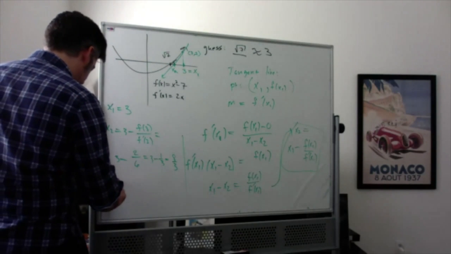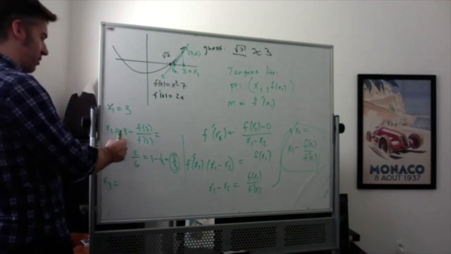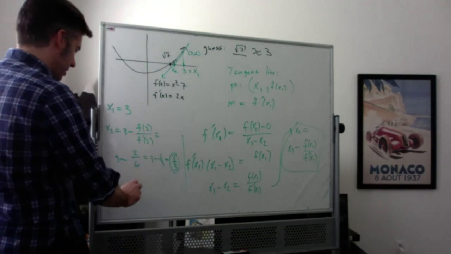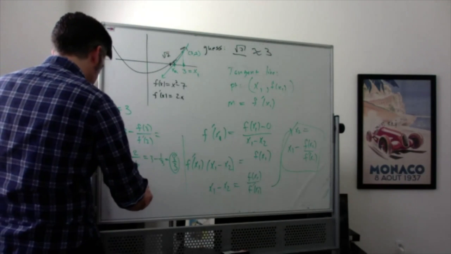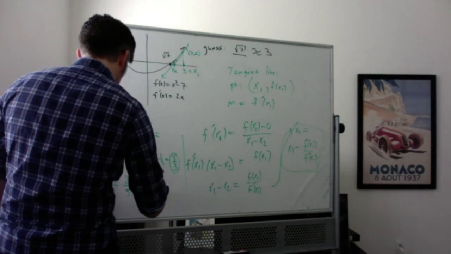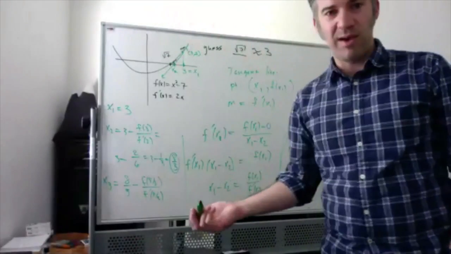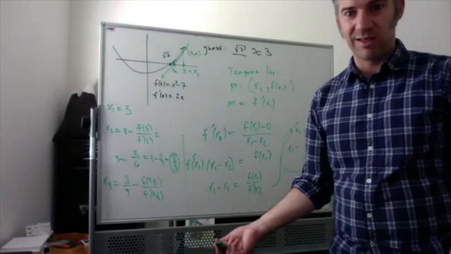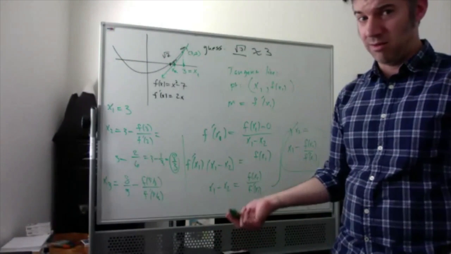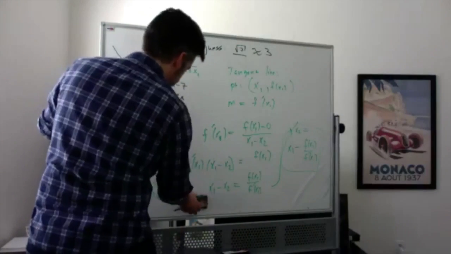So x sub 3 would be, so you take now your previous one and use that. So instead of 3 minus f of 3 over f prime of 3, it's going to be 8 thirds minus f of 8 thirds over f prime of 8 thirds. Now the problem with Newton's method is you get to a point where you probably have to start pulling out a calculator to calculate things. And at that point, you're like, well, why don't I just use a calculator to approximate the square root of 7? But this is the idea.